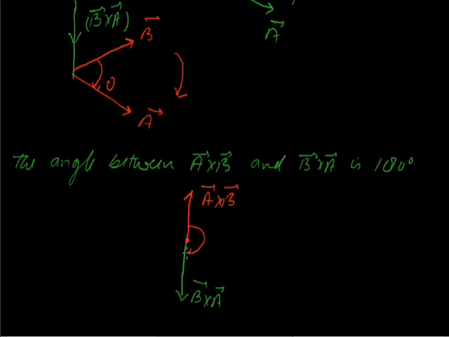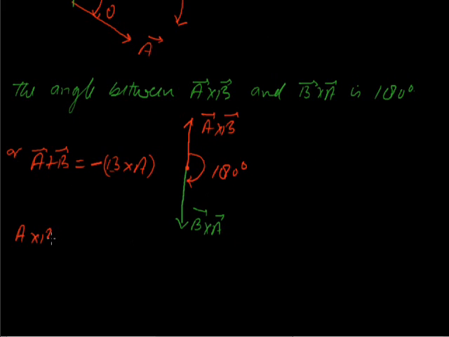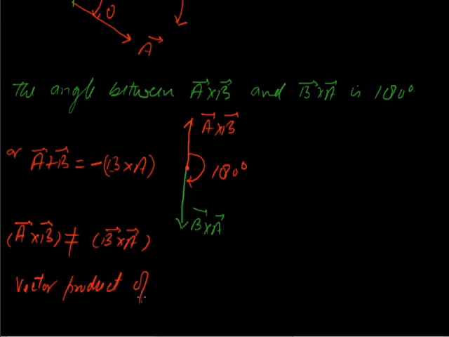Angle between them is 180 degrees. They are anti-parallel. Or we can say A cross B is equal to minus B cross A. We can also write this as A cross B is not equal to B cross A. So the vector product of two vectors does not hold the law of commutation.